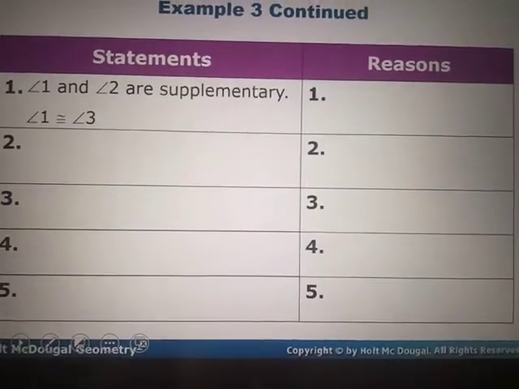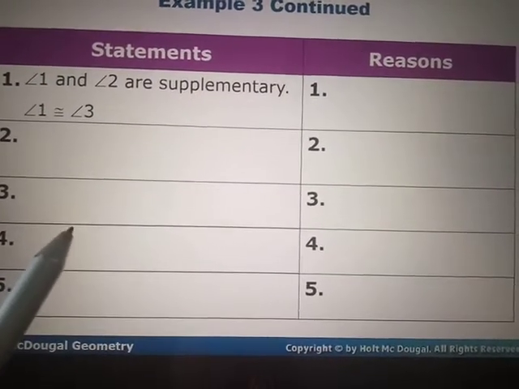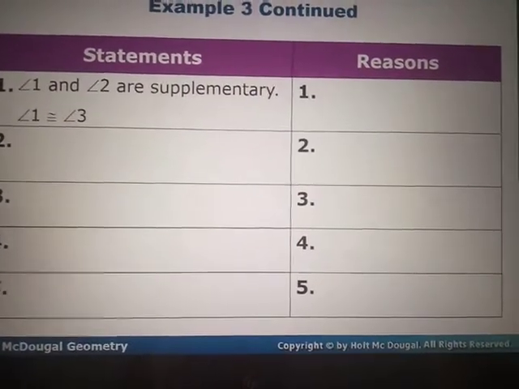First, angle 1 and angle 2 are supplementary, and angle 1 congruent to angle 3. What is the reason? It's given. Excellent.